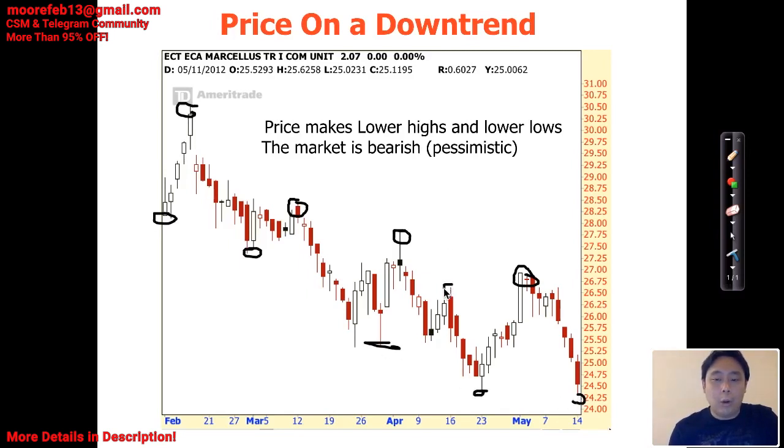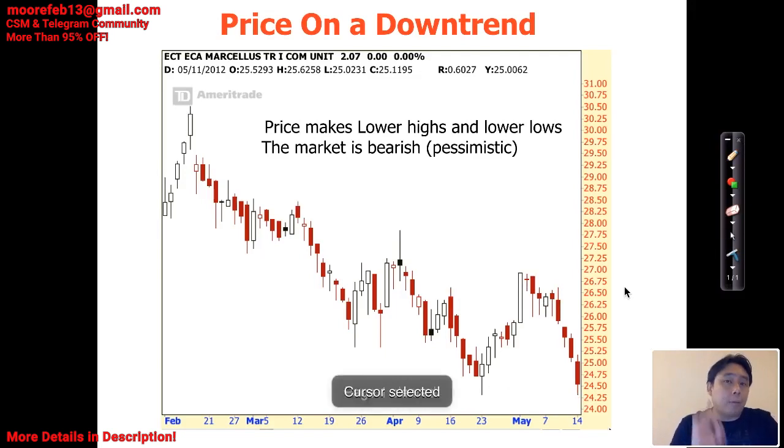Now, this is a lower high. Now, you may notice that this is making a higher high than this. So this was an attempted change in trend. But did it make a lower high? Or rather, did it make a higher low? No. So although it made a higher high, it eventually made a lower low. So it was not a successful trend reversal, and so the downtrend continues. On a downtrend, the probability is that prices will go lower because the market is bearish. The market is pessimistic.